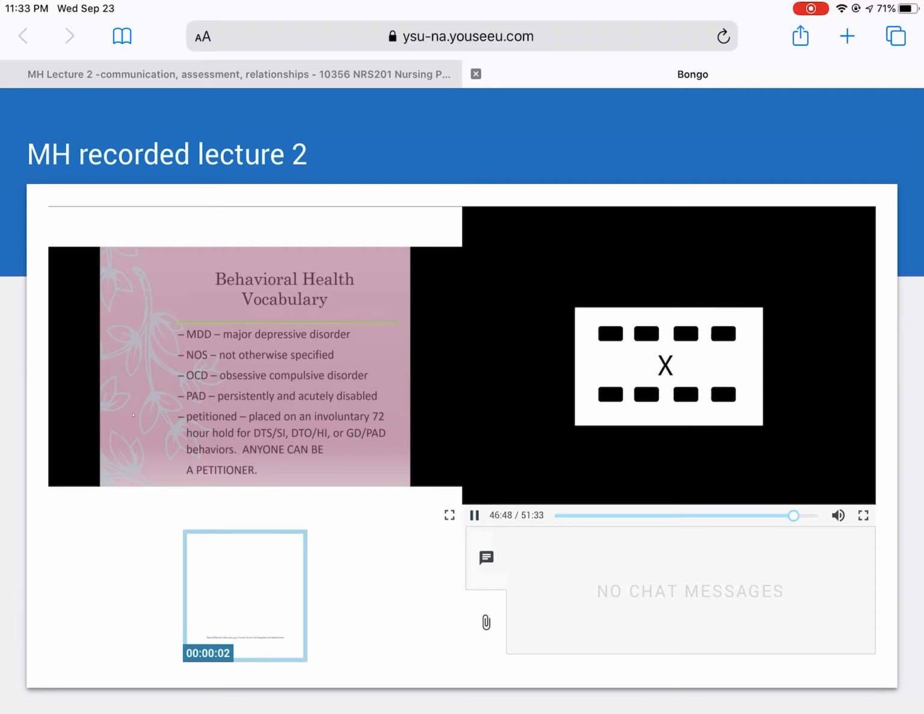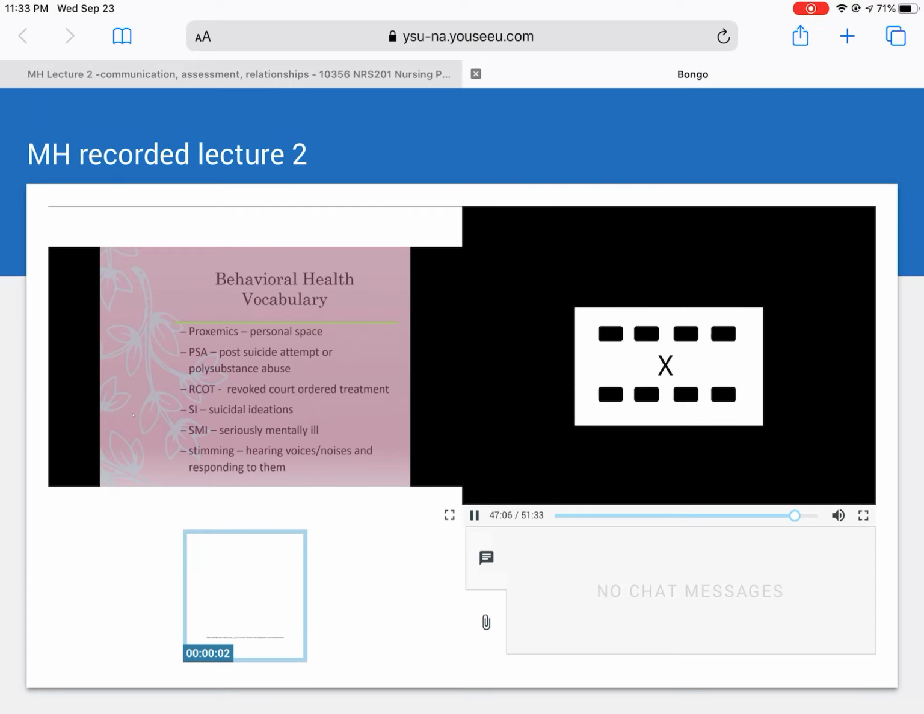Okay? If a patient is in the hospital and they're on court-ordered treatment and they refuse their oral medications, you have the right to hold them down and administer an IM against their will. All right? But we'll talk more about that.